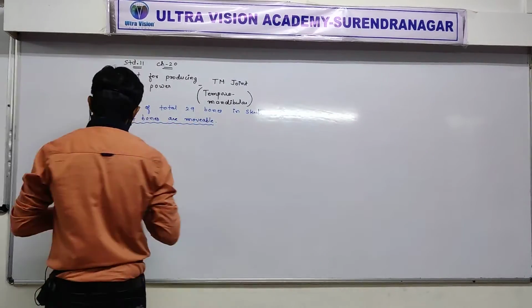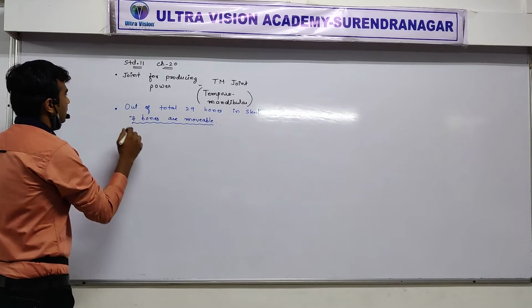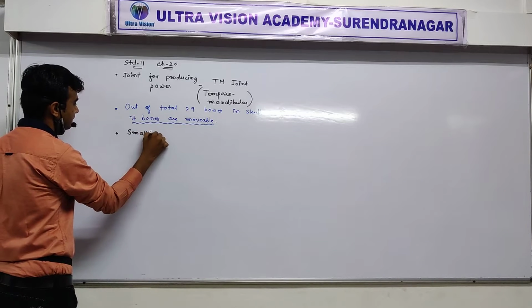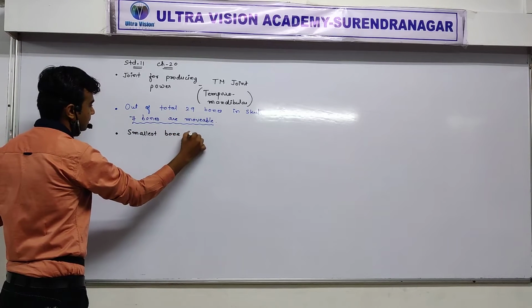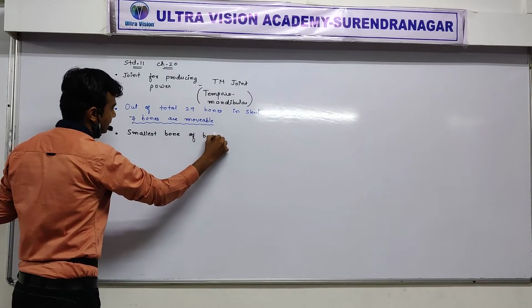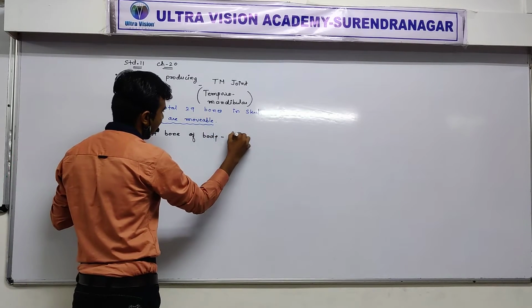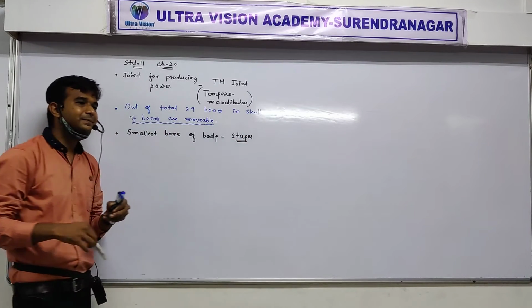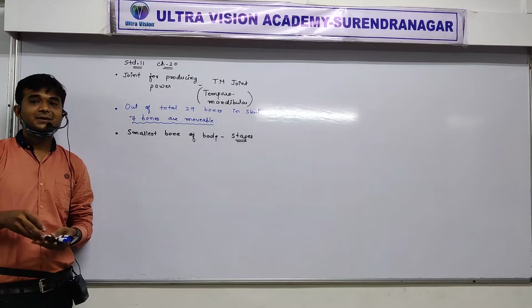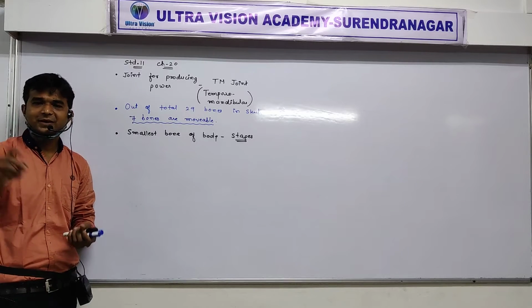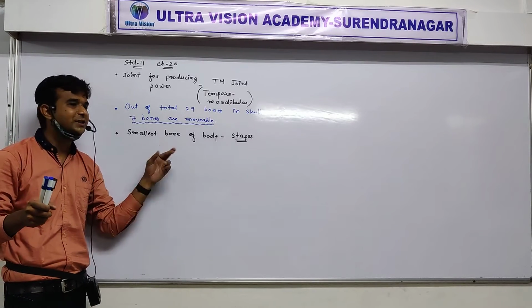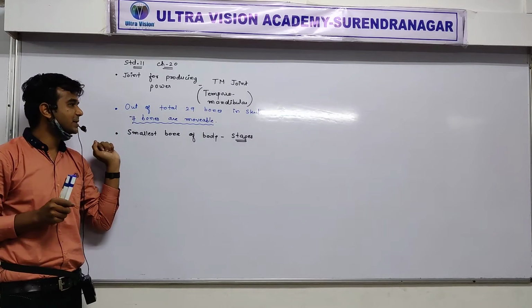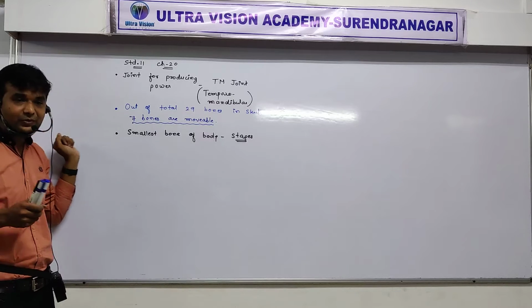Another important MCQ: find the smallest bone. What can I write here? Stapes. Stapes is the smallest bone, and that's why the stapedius muscle is the smallest muscle of the body. Clear? Okay, fine. Any doubt anywhere else here? If you have, then ask me.